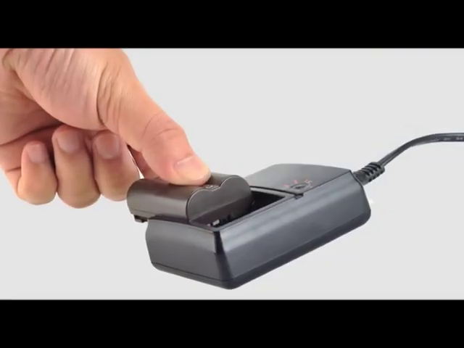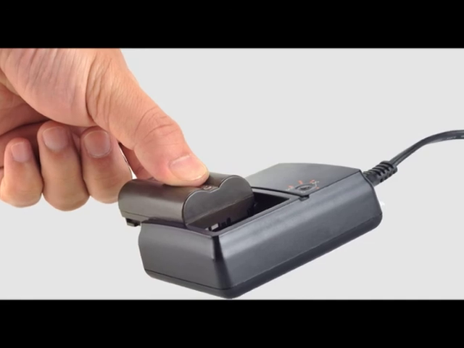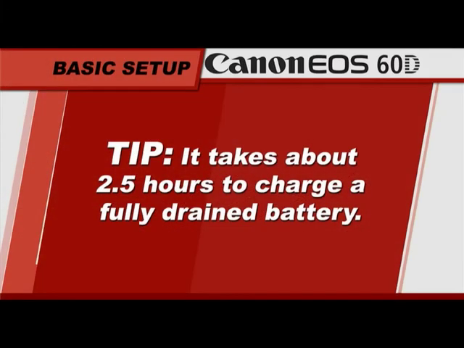First, let's insert the battery into the camera. Make sure the battery is fully charged before moving forward. It usually takes about 2.5 hours to charge a fully drained battery. It's extremely important that you always turn your camera off before replacing the battery or inserting the memory card.